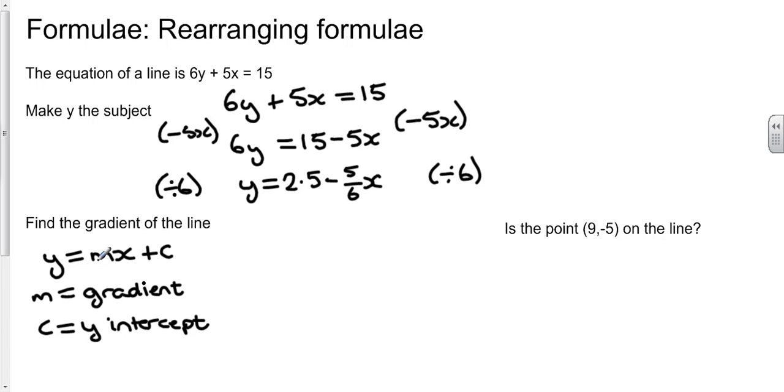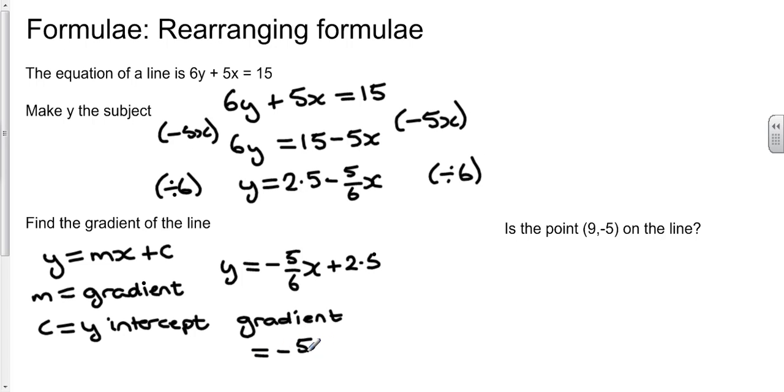So m is the gradient, which is the number in front of the x, and if we look at our particular equation here, it tells us that we've got y equals, and if I rearrange it so it's written in the same way as y equals mx plus c, we've got that. So the gradient of this particular line, the line we started with up here, is negative 5/6.